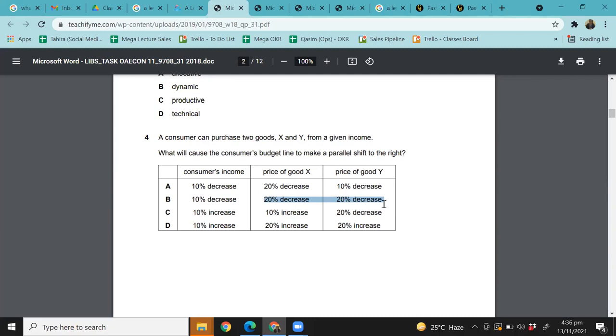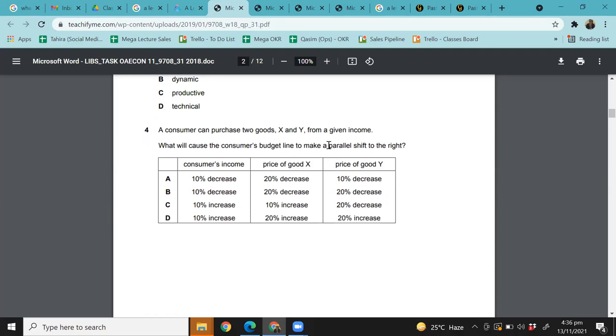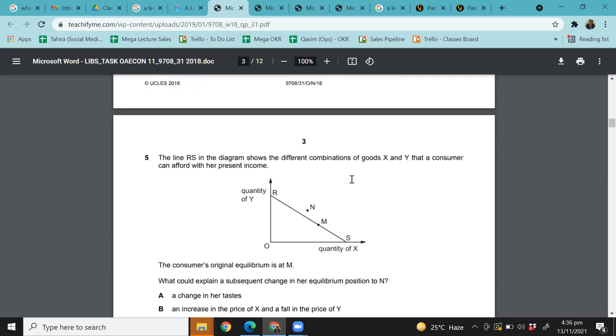Okay, perfect. So that's what you have to remember, that whenever there is a parallel shift, whether right or left, the prices of the goods should change by the same extent, because otherwise it will not be parallel. For some product you will be able to afford more and for some you will not. So that's the thing, right? Okay, now let's look at the next question.